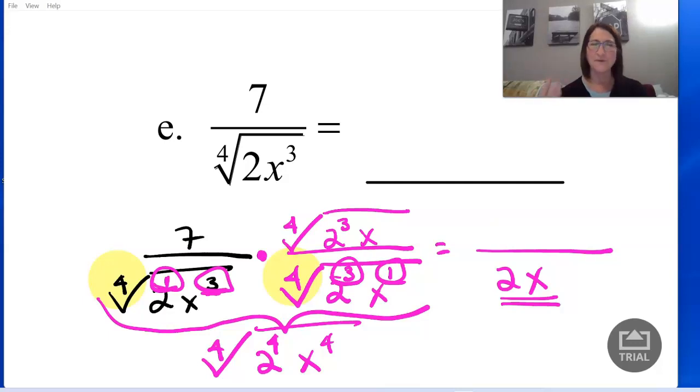That's for the denominator. For the numerator, I've got 7 times the fourth root of 2 cubed. I can't do anything with that, so I'm just going to write it as the fourth root of 8x. There we go. That's all. Done.